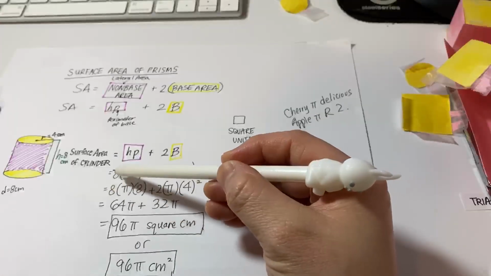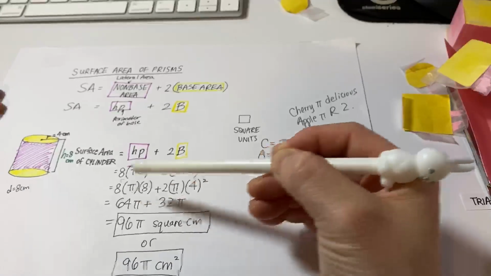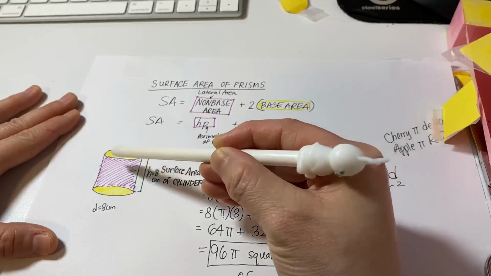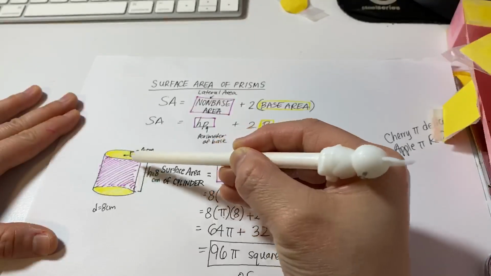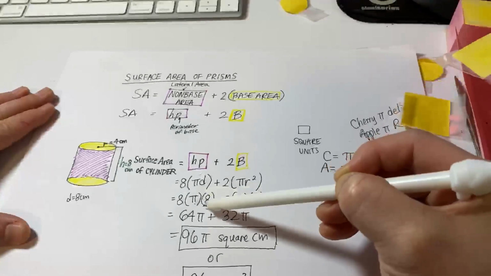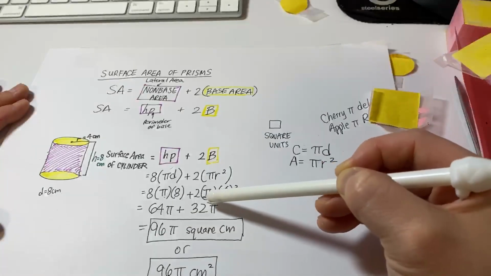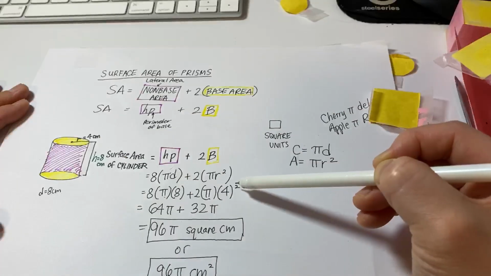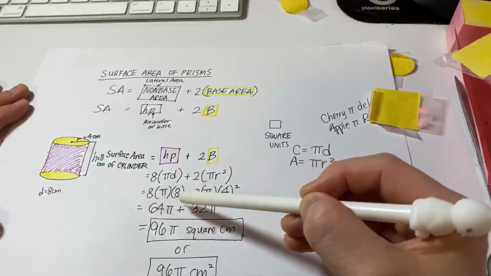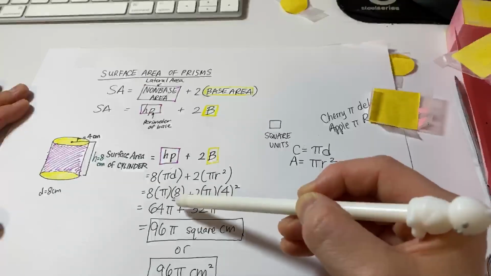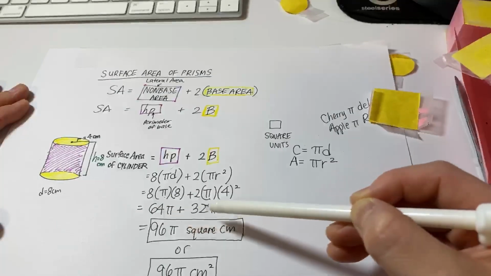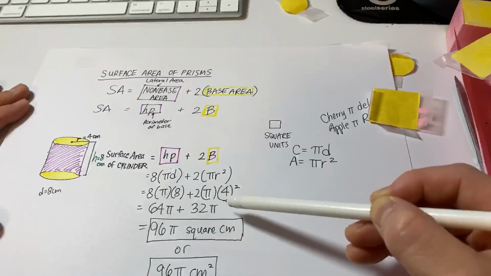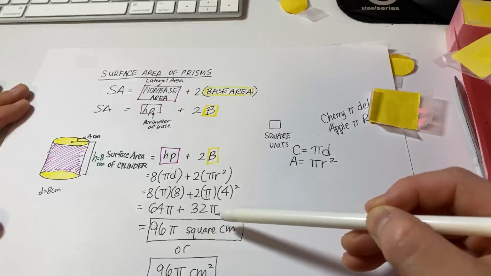So now let's plug this in, 8 pi. Now if I look at this picture, the radius is 4. So if I wanted to find the diameter, that would be 2 times 4, which gives me 8. So that's the diameter, plus 2 times pi r, which is the radius, squared. So if I do the numbers, 8 times 8 is 64 pi, and 2 times 4 squared: 4 squared is 16, times 2 is 32 pi.